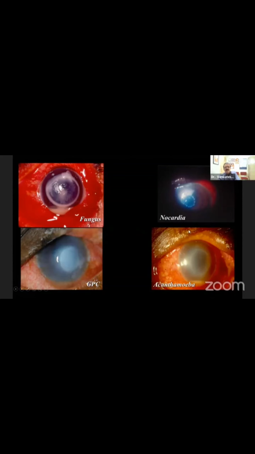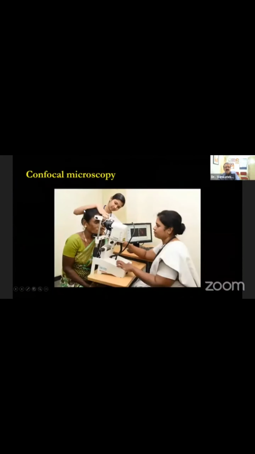So if you can see here, a nocardial circular ulcer is typically described as a wreath-shaped ulcer. But see this one. If you just see this, you might diagnose this as Acanthamoeba, right? This is a perfect circle. In fact, this is a better circle than even this. So this is why we need microbiology to confirm our diagnosis.